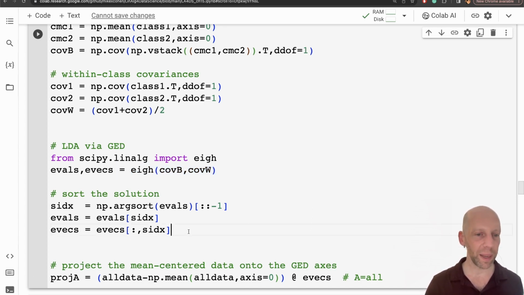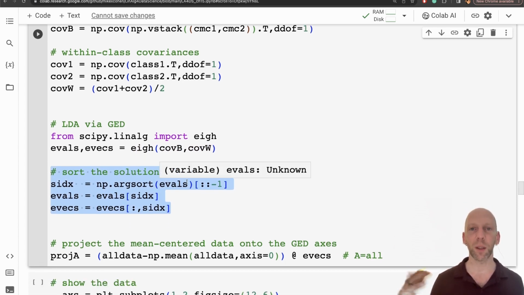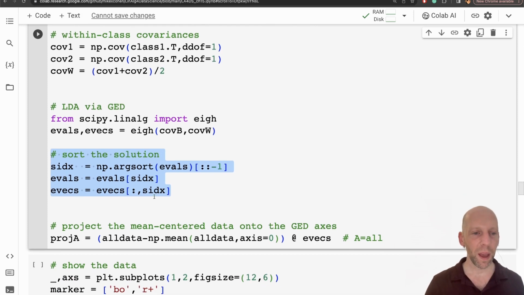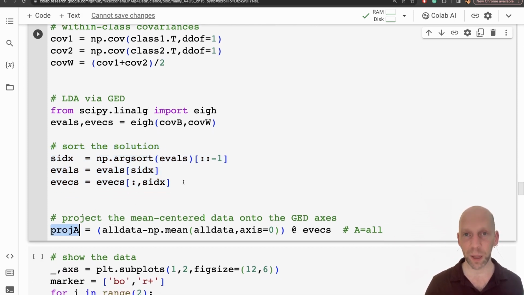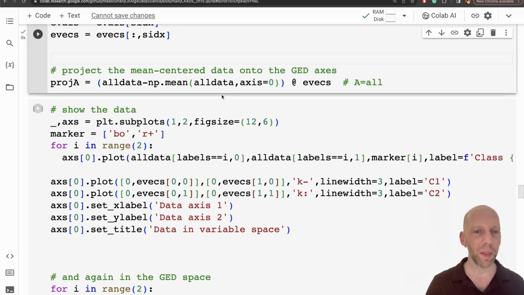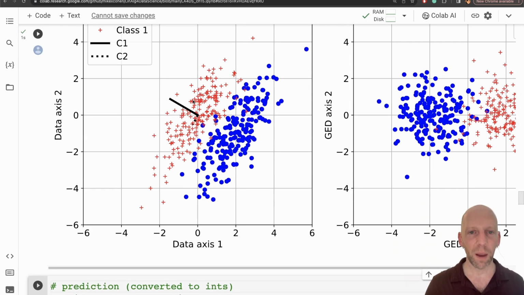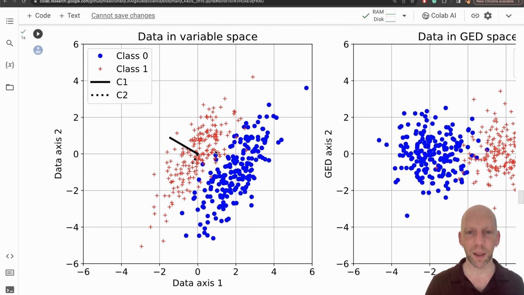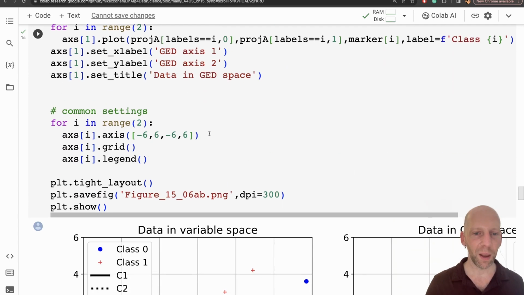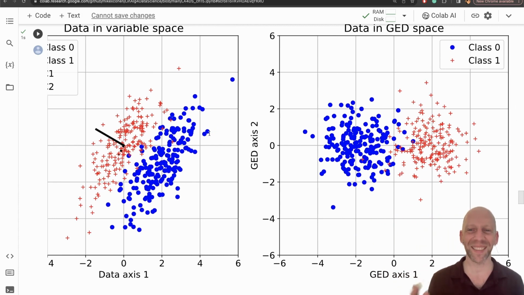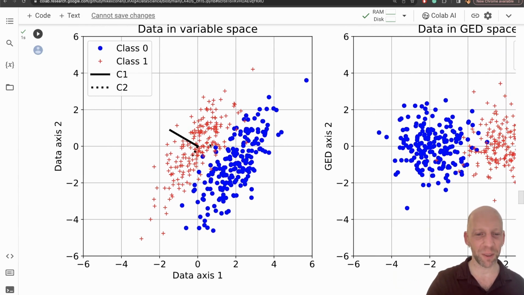So we again sort the solutions so that we know which is the largest component and which is the smallest component. And then here I project the data onto the LDA space, or sometimes called the GED space. And you can see, as I mentioned, it's important to mean center these data, and then we just multiply by the eigenvectors. Okay, so run that code. And then, everything else, I think I'll run this code to produce this visualization. Of course, I encourage you to go through this and look at all the code and see how I've implemented it. There's nothing really core to linear algebra about this code. This is just basic matplotlib data visualizations.